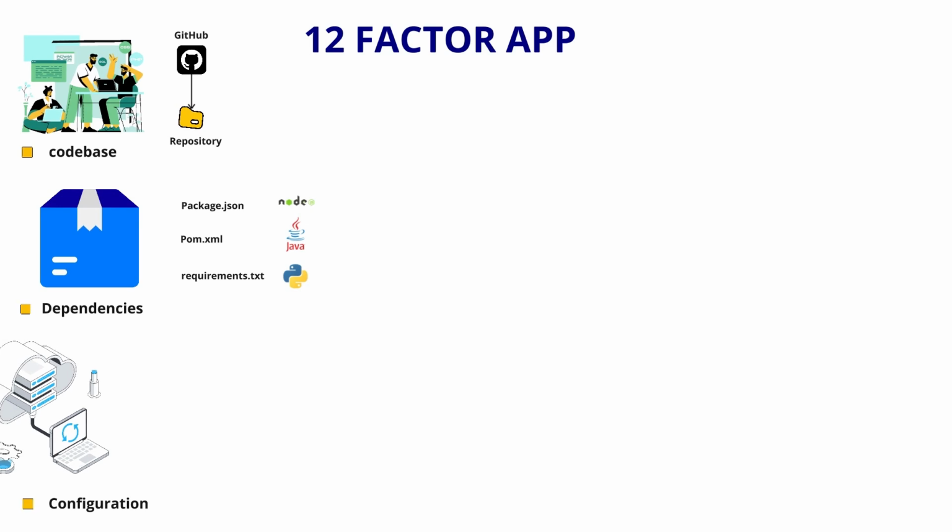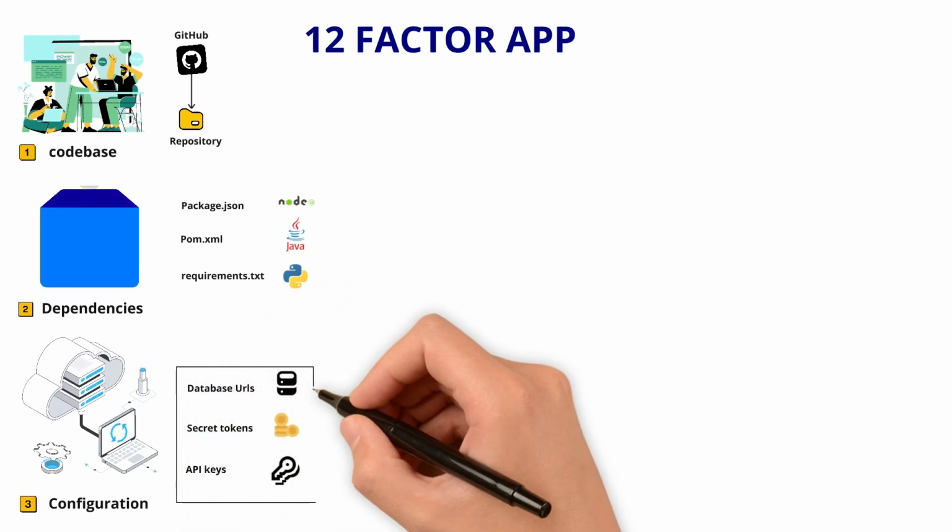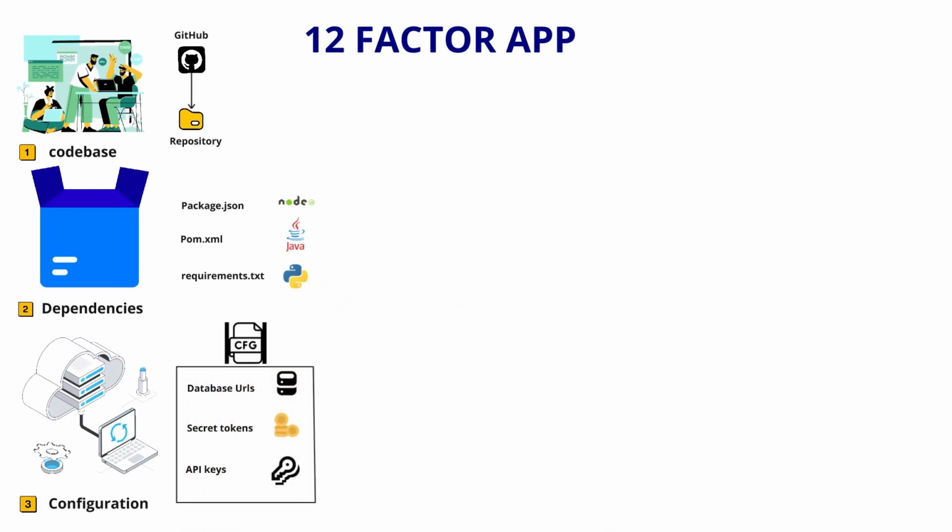The third factor is the configuration. Never hardcode secrets like database URLs, secret tokens, and API keys in your code. Instead, store them in environmental variables or have a separate configuration file so that each environment can use its own secure settings. This is about configuration.